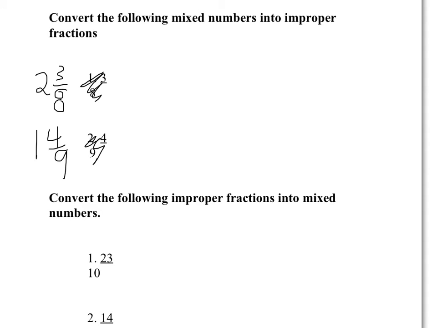Okay, converting the following mixed numbers into improper fractions. Over this in class should be 2 3/8 and 1 4/9. 2 3/8 should turn into 19/8, and 1 4/9 should turn into 13/9. No big surprise there.